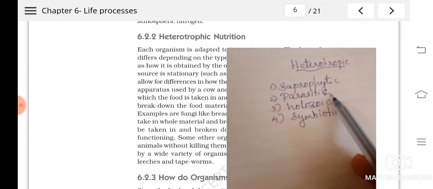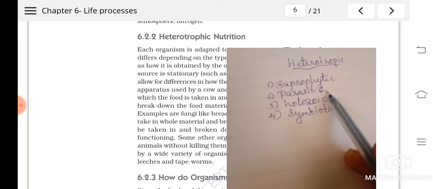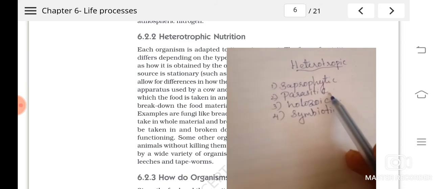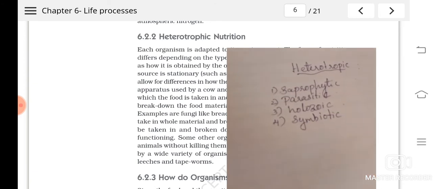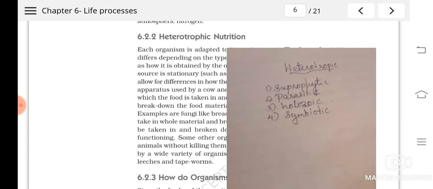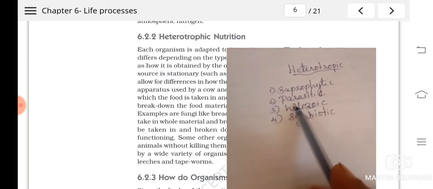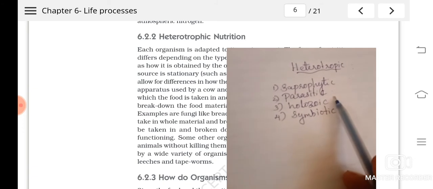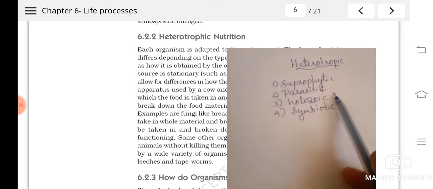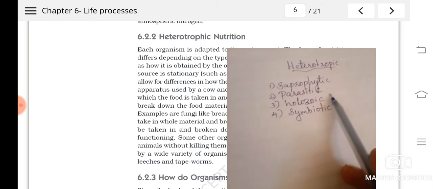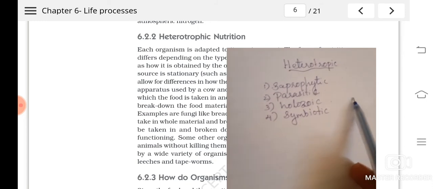Parasitic means what? It's a kind of nutrition in which the intention of the organism which takes the food is not to kill the other organism, but they cause certain harm. Understood? So you can see parasites in plants, and parasites in animals also. Ectoparasites are those found outside, and endoparasites are those found inside the body.